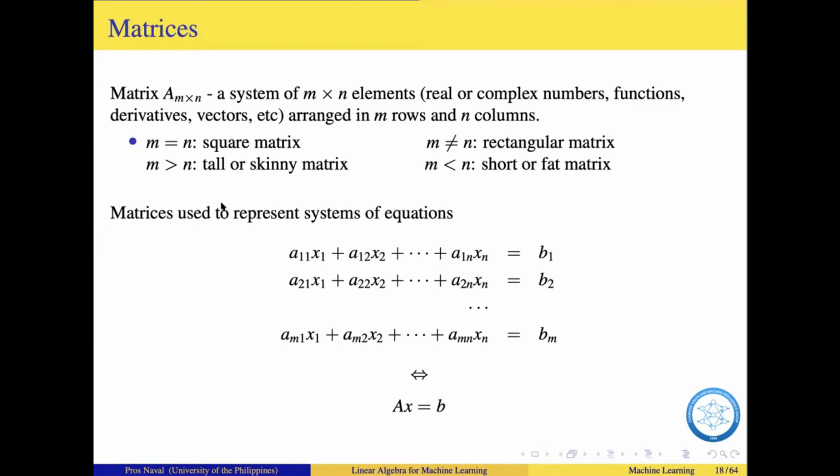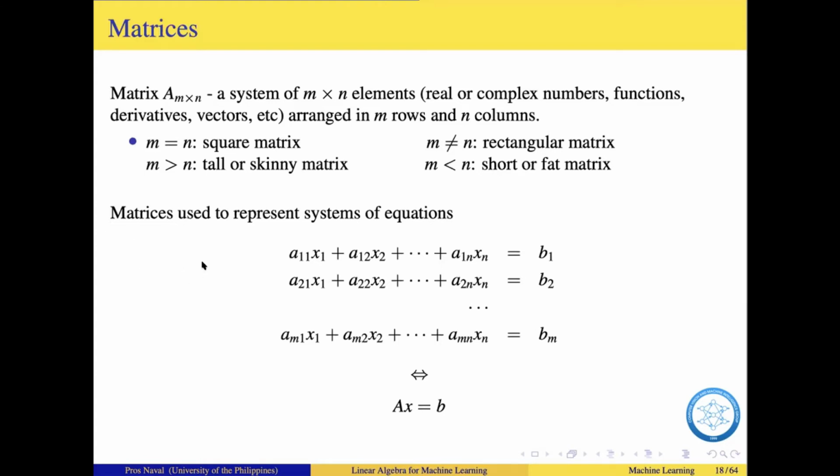When m is equal to n, we have a square matrix. When m is not equal to n, we have a rectangular matrix. There are two types of rectangular matrix. The tall or skinny matrix, that's the case when m is greater than n, which means there are more rows than columns. For the case when there are more columns than rows, we have a short or fat matrix.